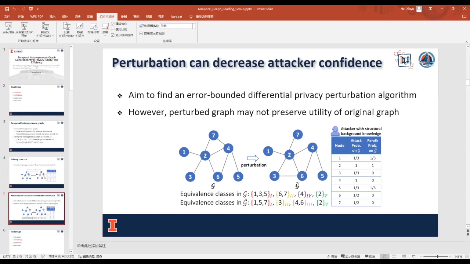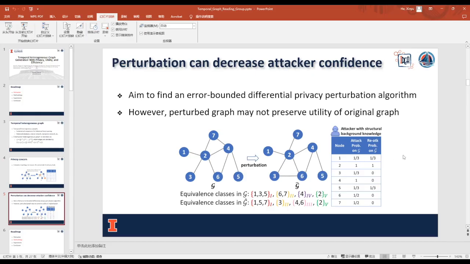To solve this problem, many previous works aiming at solving the privacy concern use a perturbation-based method. This is due to the fact that perturbation can decrease the attacker's confidence. See the similar example below: after perturbation, where we only added one new edge from node 3 to node 6, we can see that the attack probability of identifying node 3 and node 4 decreased to 0. This is because in the original graph, the node degree of node 3 is 1, and in the new perturbed graph, the node degree is 2. However, the attacker still knows that the victim's node degree is 1, so it cannot identify node 3 successfully.